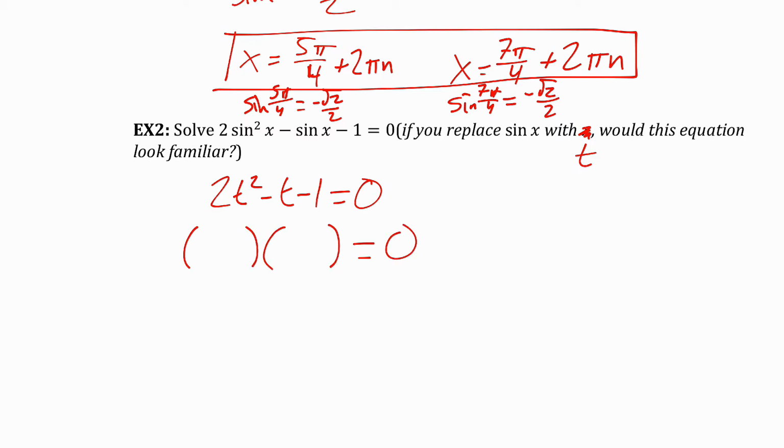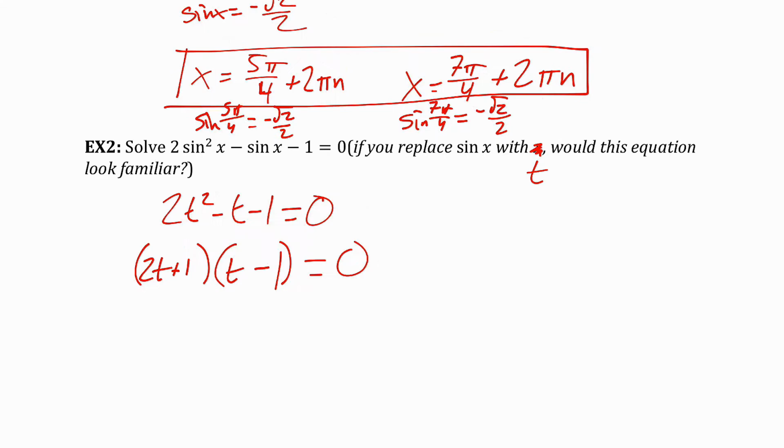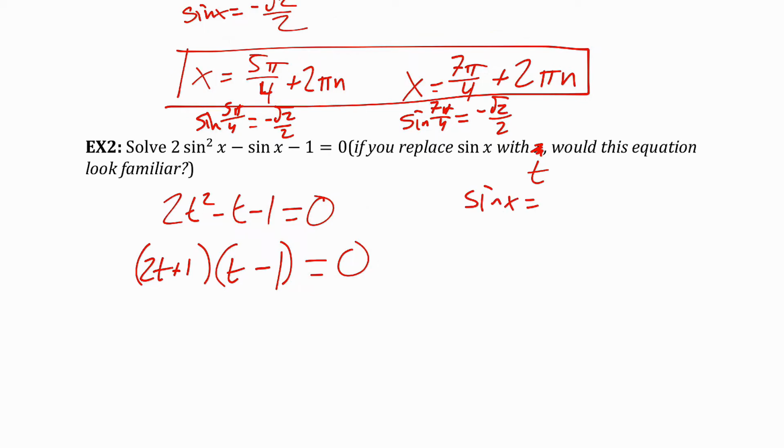This one, 2t squared minus t minus 1, we can factor that out. And it would factor out into 2t plus 1 and t minus 1 equals 0. Now, we're just saying sine of x equals t. Well, that means we can plug sine of x back in. So it'd be 2 times the sine of x plus 1 times the sine of x minus 1 equals 0.